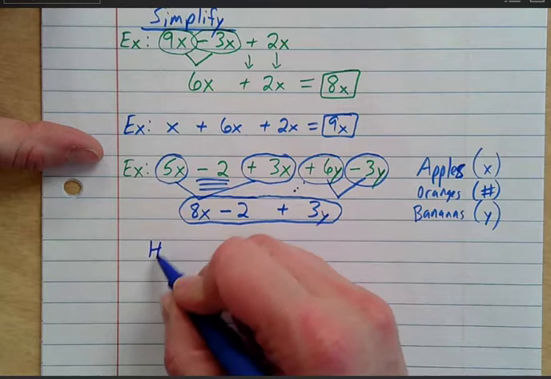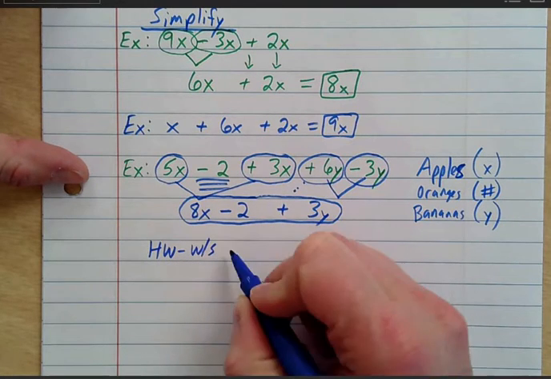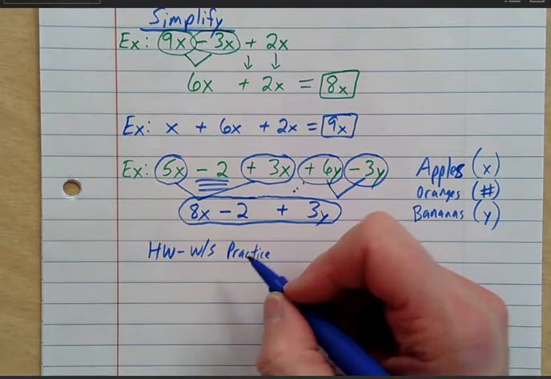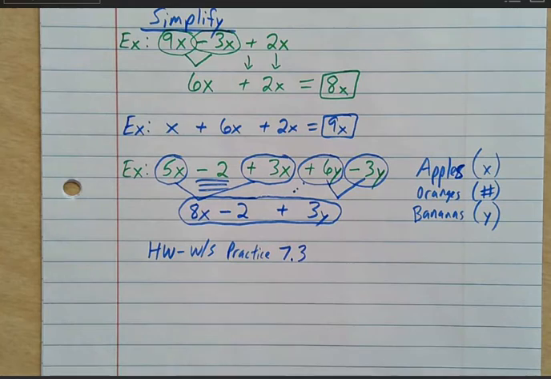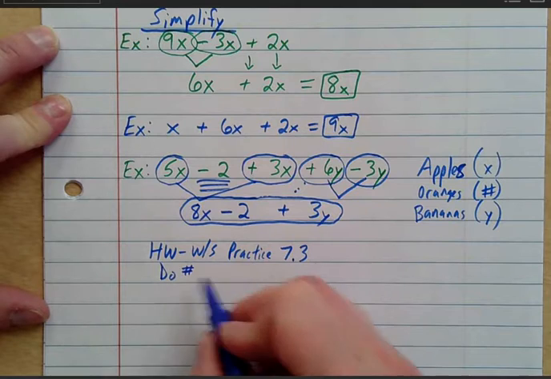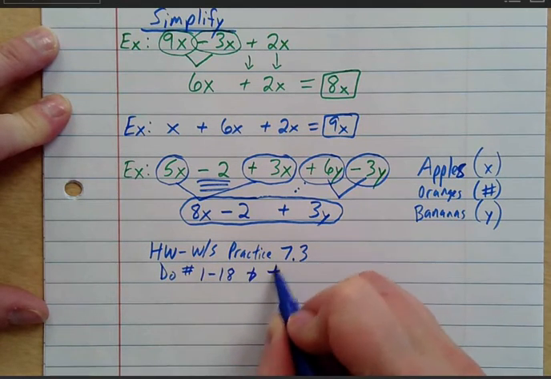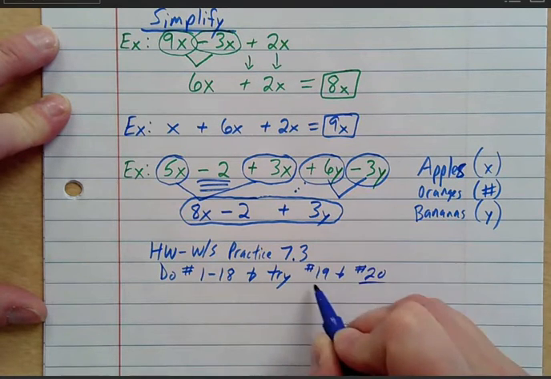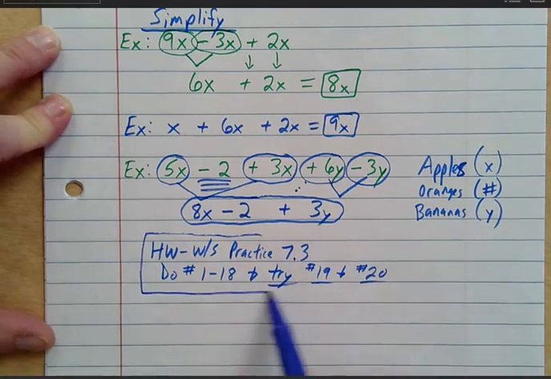So with that, your homework is a worksheet. It says practice 7.3, I believe is what it says at the top. Let me look at the packet, make sure I have the right assignment here to go along with these. Yep, 7.3, I want you to do numbers 1 through 18, and I would like you to try number 19 and number 20. So that's your homework.